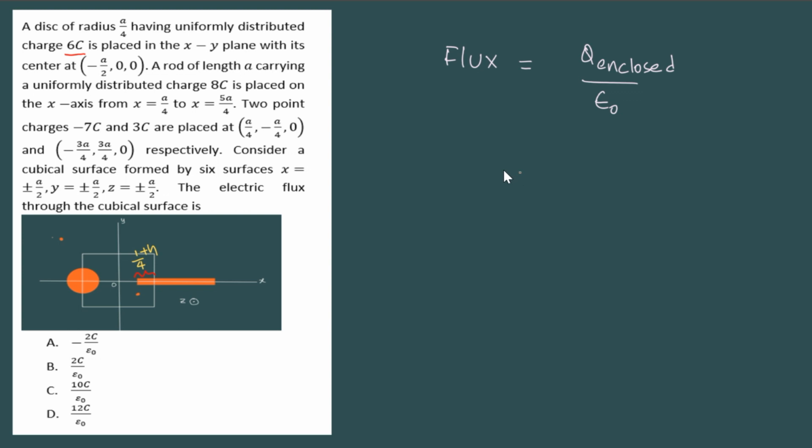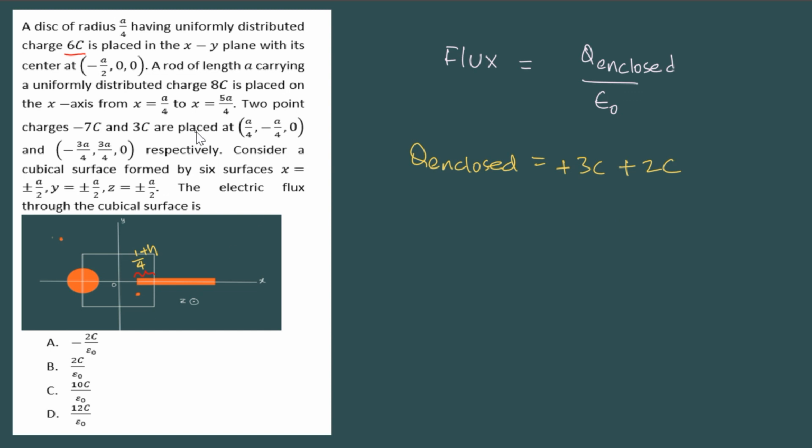Okay, so let's look at the Q enclosed. Half of the disk is inside. The total charge of the disk is 6c, so there will be 3c plus 3c. And 1/4 of the rod is inside. So 8c is the charge of the rod, and 1/4 will be 2c.